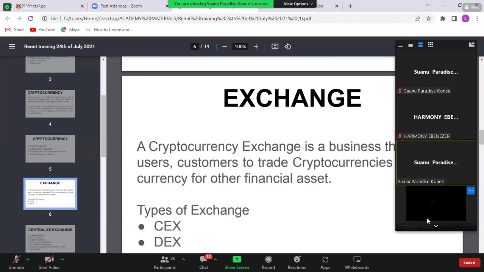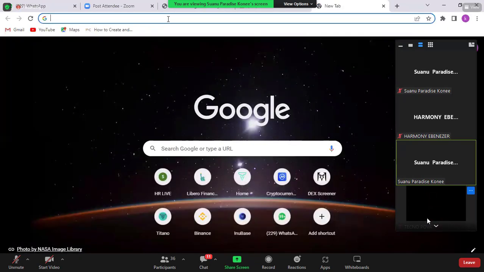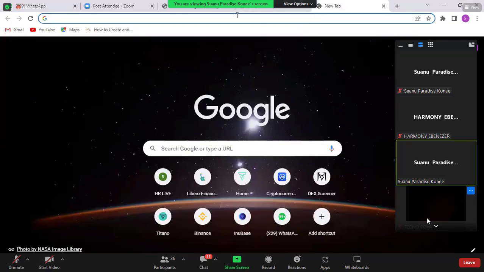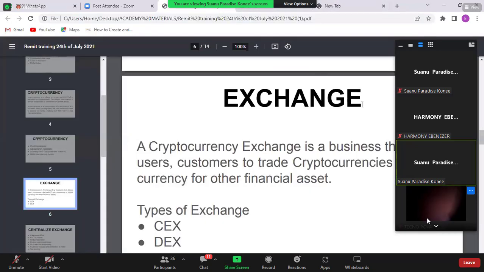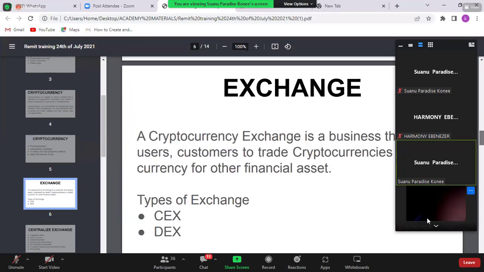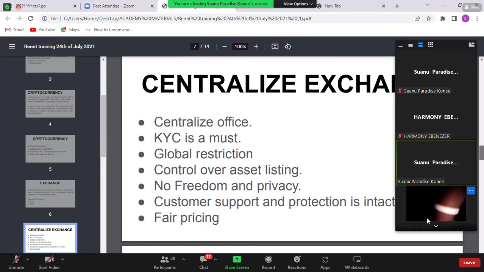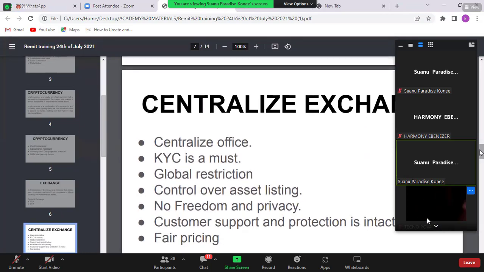Now, let me show us an example of a DEX, right? One thing you need to understand is a DEX is a decentralized exchange, right? Let me give us the things we need to know before I go over to show us what a CEX and a DEX is. So let me start with the CEX, centralized exchange.